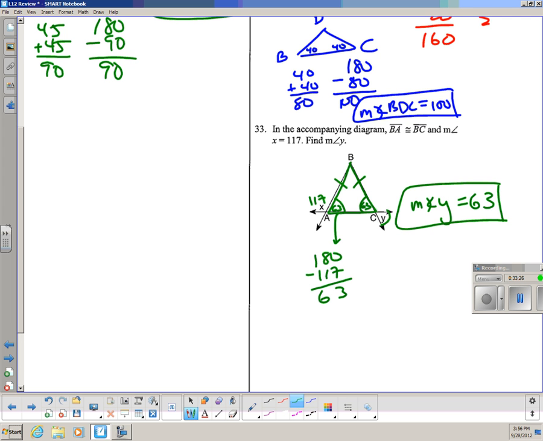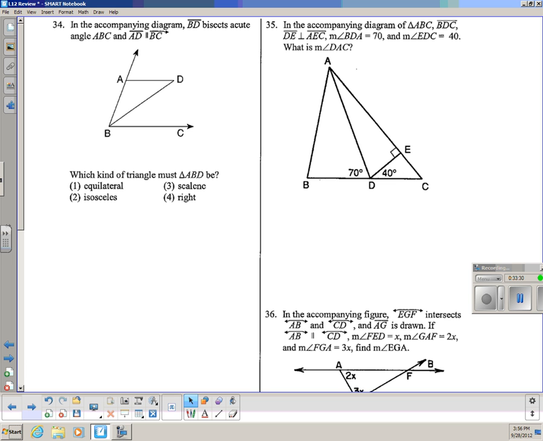Number 34. In the accompanying diagram, it says BD bisects acute angle ABC. So since BD is bisecting ABC, I can go swoosh and swoosh, which means those two angles are equal. And then it says AD is parallel to BC. These guys are parallel lines.